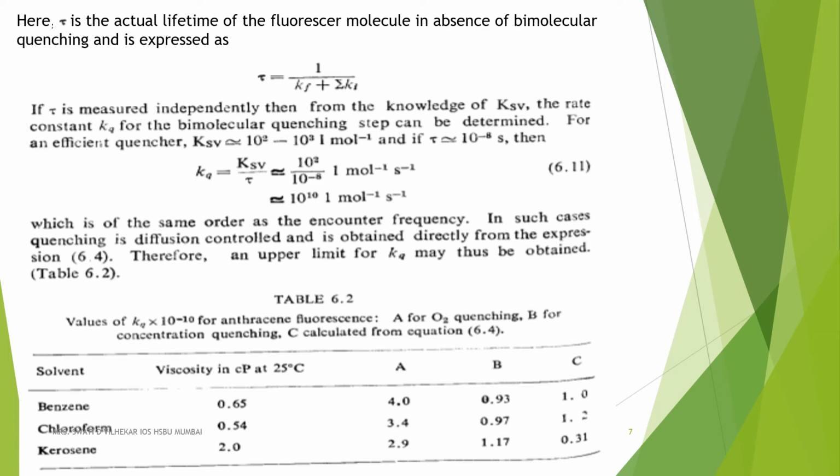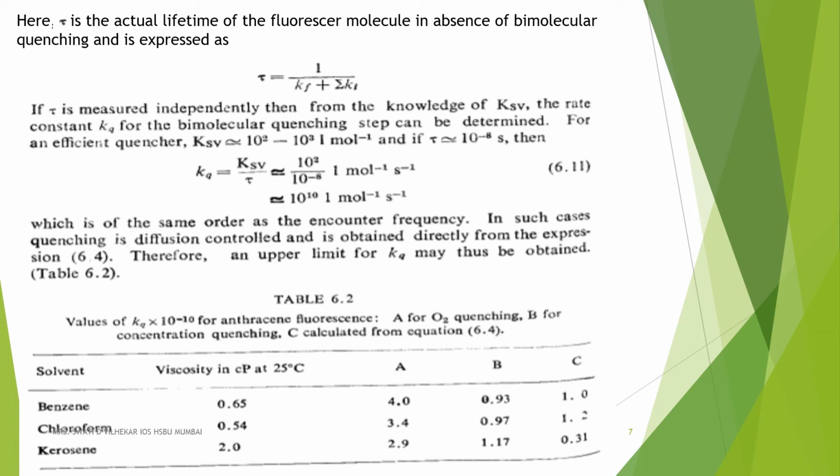It means that when the molecule comes from the singlet state to the ground state, at that time it emits some radiation. That is called fluorescent radiation, and the time for which the excited molecule remains in that state is called the lifetime. So if that time is known, then we can calculate the Kq value for the bimolecular quenching.